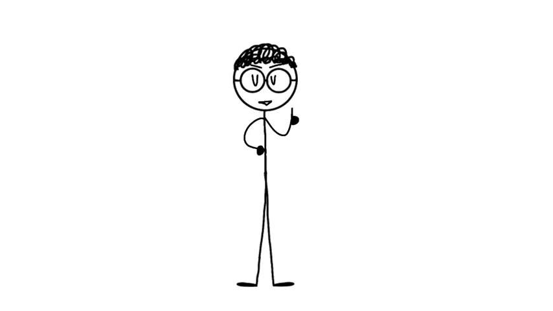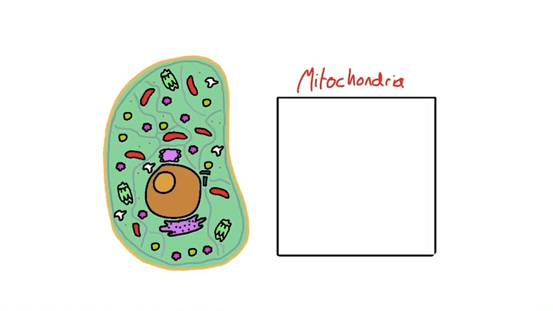Now, for the powerhouse of the cell, mitochondria. They create the energy the cell needs to move and do things. Now, vacuoles. A vacuole is an organelle that stores food, water, and waste.